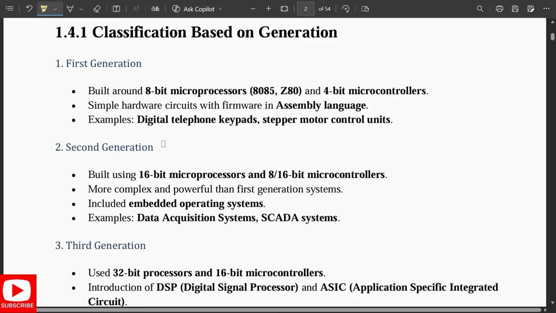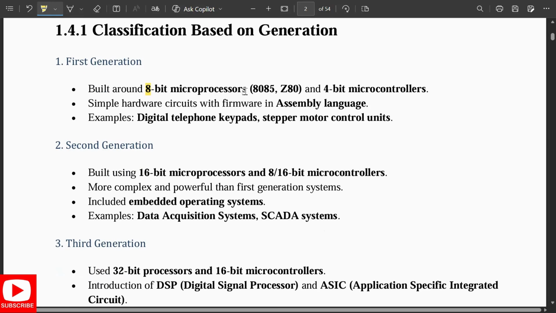First generation is built around the 8-bit microprocessor and the 4-bit microcontroller. It has simple hardware circuits with firmware in assembly language. This was the first generation of embedded systems. Examples are digital keyboards, telephone keypads, or stepper motor control units. Second generation is built using the 16-bit microprocessor and the 8-bit microcontroller. It is more complex and powerful than the first generation system. This included the embedded operating system.